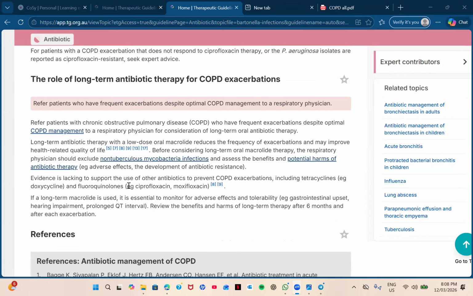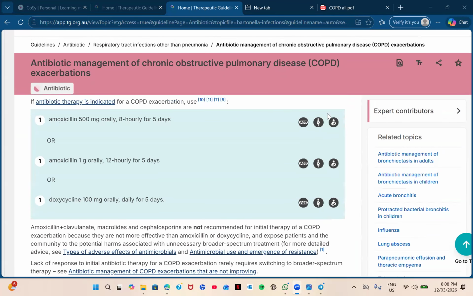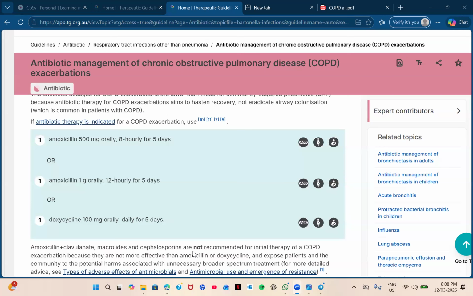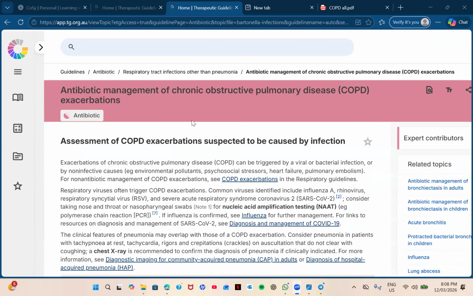Yes, sir. Then how long should you take the antibiotic treatment, doctors? How long? It's also for 5 days, right? Here, 5 days. That's all for the COPD exacerbation as well.